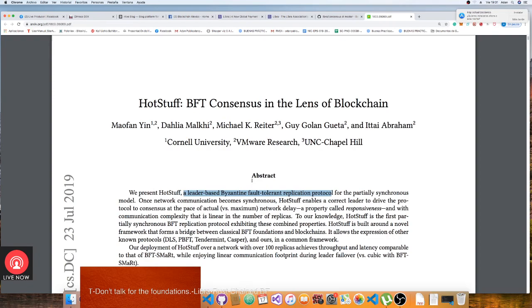These three main ingredients, which are also three conditions, are: agreement, all the processes that decide choose the same value. The second is termination, all non-faulty processes eventually decide. The third is validity, the common output value is an input value of some process. So these are the three conditions.